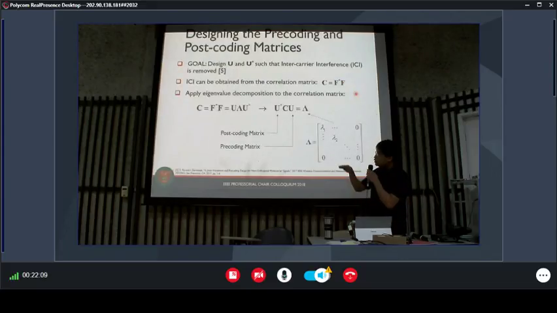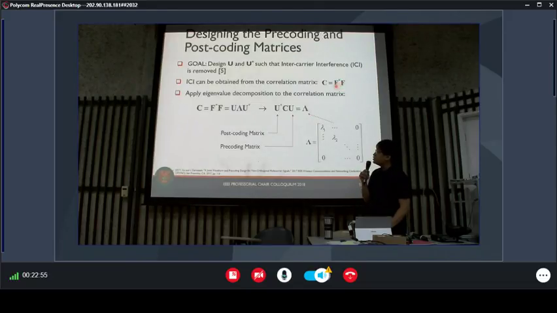Now, as I mentioned earlier, going back to the precoding and postcoding matrices, the goal is to design the precoder and postcoder such that the intercarrier interference is removed. The expression for the intercarrier interference, or ICI, can be obtained by getting the correlation matrix C, which is equal to F star times F. We can think of this as the cascade of the SEFDM modulator and SEFDM demodulator. This is the multiplication F star F.